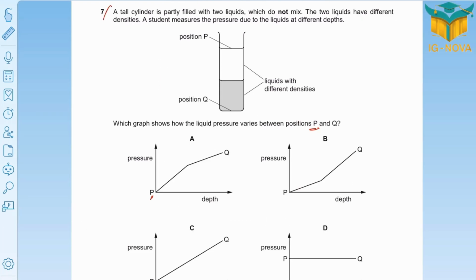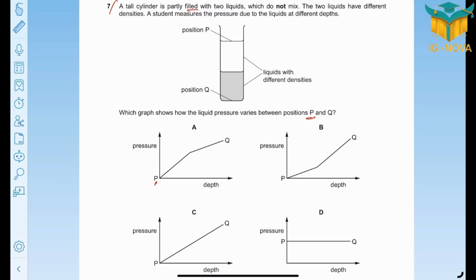Question 7. A tall cylinder is partially filled with two liquids. Here, liquid 1, liquid 2, which don't mix, so there is a separated surface here. The two liquids have different densities. A student measures the pressure due to the liquids at different depths. What happens to the pressure through the liquids? If you remember the rule, P equals rho G H. Rho is density, G is gravity acceleration, H is depth.